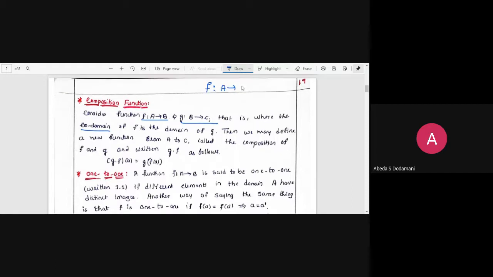If this is your function, here the domain is where the given function starts. That will be your domain of a function. Whatever set you have started with, that is your domain. Codomain means where you are reaching to, where you are mapping your function, from which set to which set you are going. That is your codomain. Then range is the images of A. Only the collection of the images of A is your range.